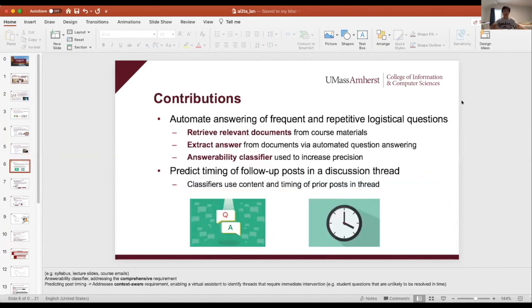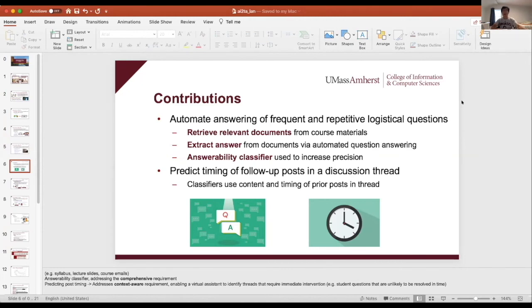All right, so our contribution is essentially to look at automatic answering of frequent and repetitive logistical questions that arise in online discussion forums. Why do we focus on logistical questions? Because number one, these are very redundant and the information is there, either answered by somebody before or announced by the course instructor already. It's a burden for TAs and instructors to answer them over and over again. This always comes up. Nobody really browses these things. I mean, if you're in class, you know that.